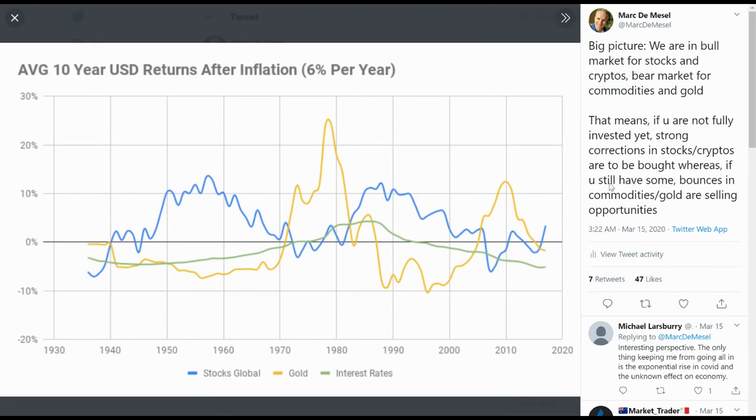This uptrend has a lot longer to go, as you can see from the previous cycles. And similarly, gold average returns are about 0% for the past 10 years, but it will likely bottom at a 10% loss over the past 10 years, in 10 years from here or so, and stay there for another 10 years.